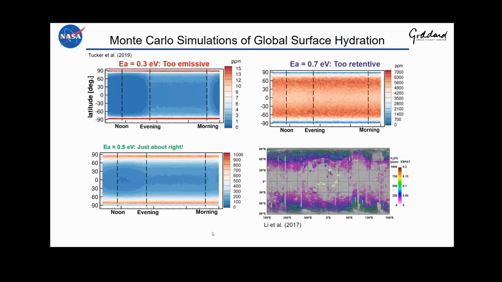We can put this into global models to examine, instead of a short time period, a longer time period over several lunations, examining steady state. And you can see, depending on that activation energy, you can release too much hydroxyl content or hold on to too much, or you can release just about the right amount to compare with observations. And that's what these plots are showing here.